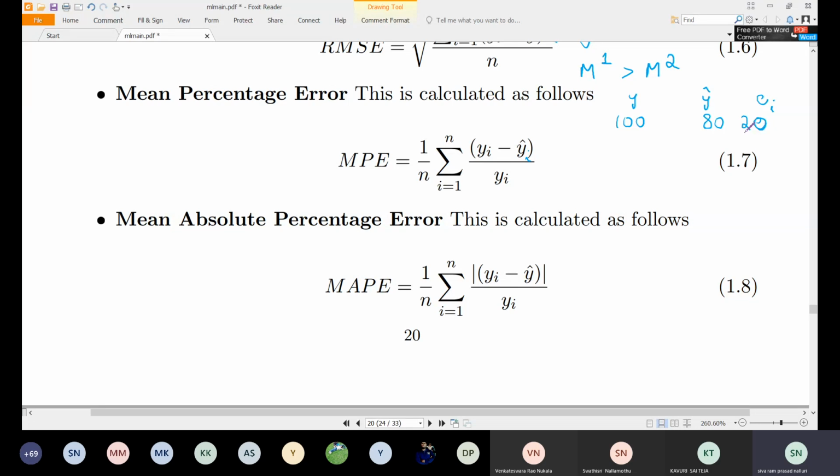If I want to calculate the relative error instead of absolute error, what should I do? 20 cases is the error for a person whose actual weight is 100 kgs. So you look at this term in the denominator. This is the error for the ith example, divided by the actual value of the ith example.